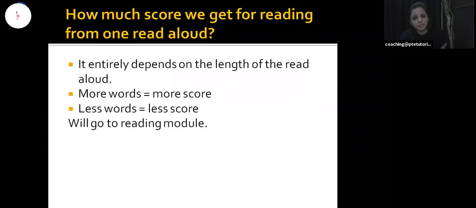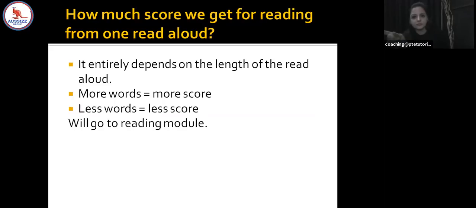But how much will I get from those 5 marks? It entirely depends on the length of the read aloud. If a particular read aloud has more words, definitely you will get more score, more weight from that task. It is not only about that 5 score, it is about percentile. Sometimes out of those 5, suppose you got 3 out of 5 in one read aloud, and in another read aloud, 2 out of 5.